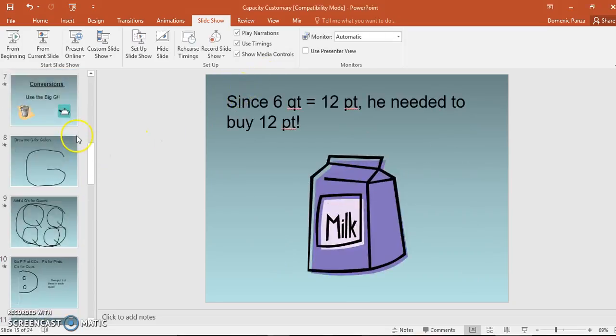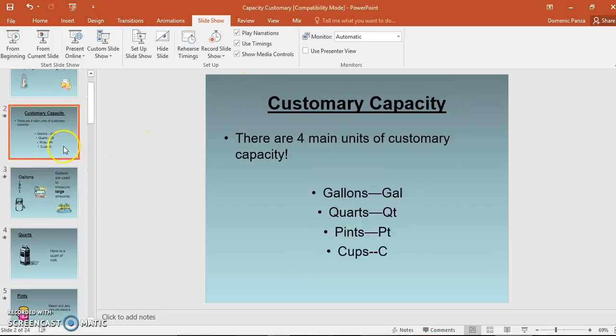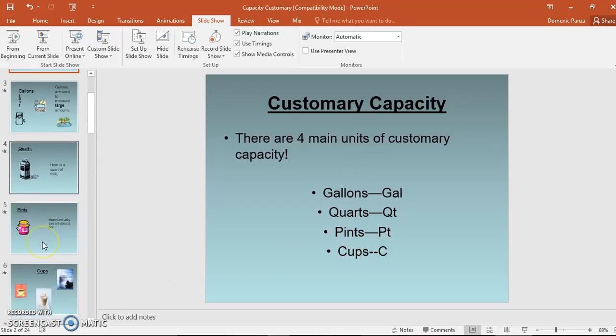So, when we're thinking about the United States customary system when it comes to capacity, we need to consider these 4 units and the big G. Gallons is the giant one. Quarts fit inside of gallons like 4 quarters inside a full basketball game. Pints and cups are my smallest. Go pee-pee at CC's.